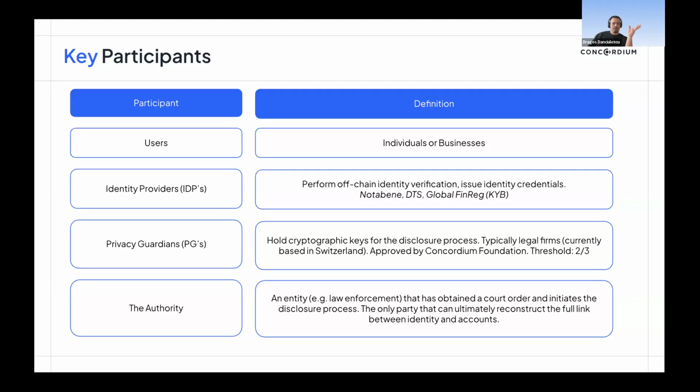Finally, we have the authority. So this can be any entity. So for example, law enforcement that has obtained a court order and then will initiate the disclosure process. This is actually the only party that can ultimately reconstruct the full link between identity and accounts.